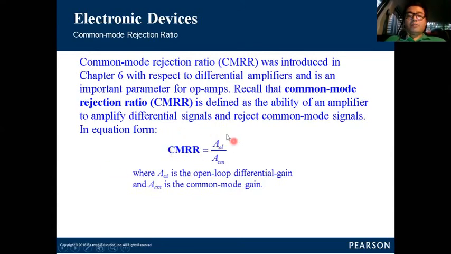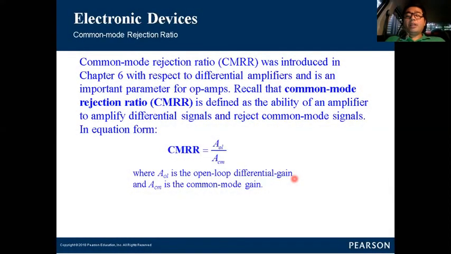So for this one, we have CMRR equals A sub OL divided by A sub CM. CMRR, again, is the common mode rejection ratio. Ano naman itong A sub OL? A sub OL is the open loop differential gain. Ang theoretical gain ng ating operational amplifier, remember, this is infinite. But in a practical manner, ang open loop gain ng isang operational amplifier is very high.